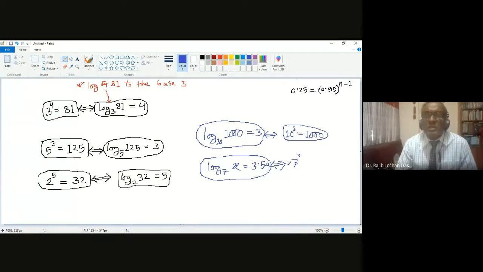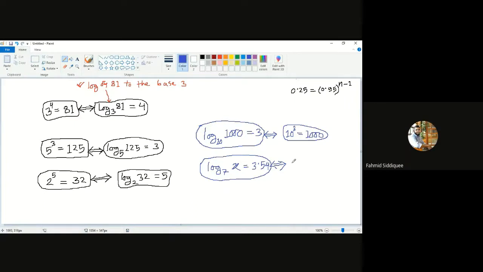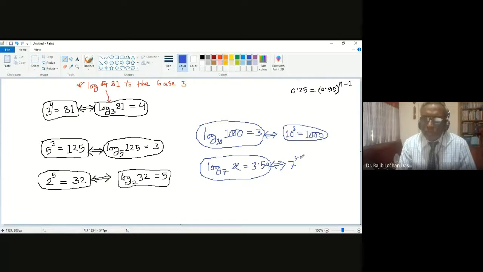You write this in the other way, without logarithm. Someone else was saying correctly. Yes, tell me again. Sir, 7 to the power 3.54 equals x. It is correct. 7 to the power 3.54 equals x. Now if you want to find the x value, that is a different thing. I'm not talking about finding the x value.